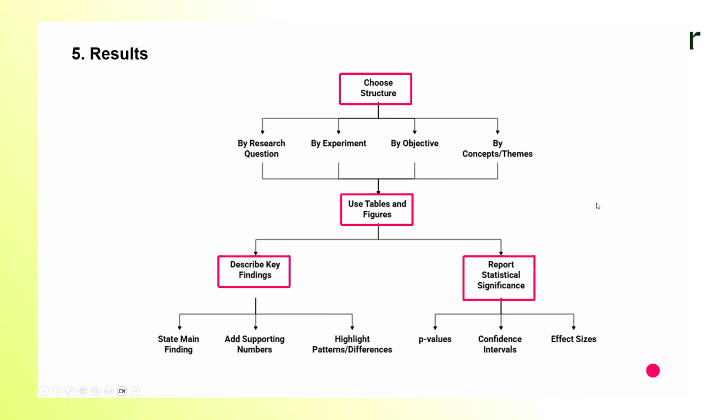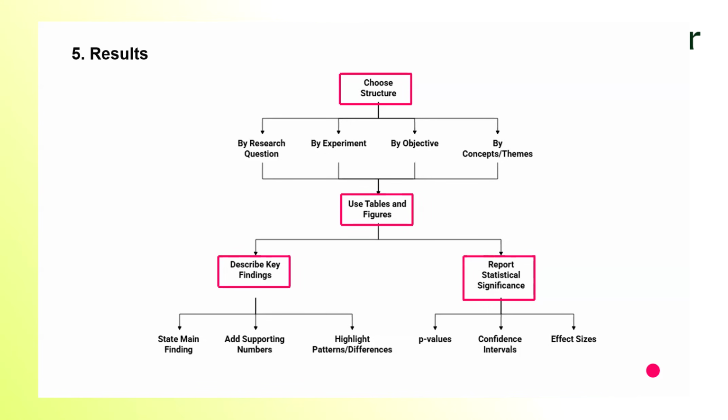Now, talking about the results section. So far, just to go back, we discussed how we can write the abstract, the introduction, the literature review, and the methodology. Now we are talking about how we can write the results section of a paper.